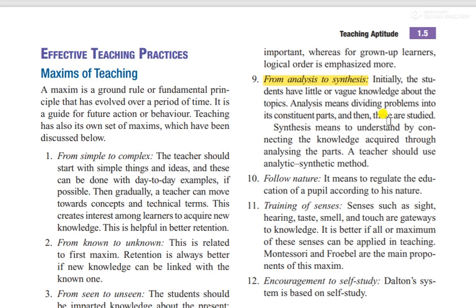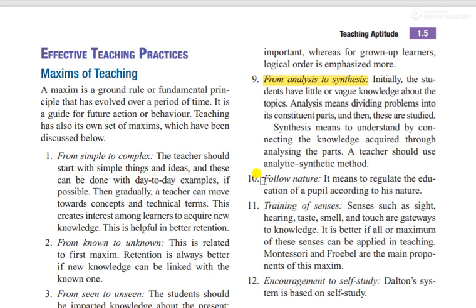And then, when you know about this, the other part is synthesis: you collect and synthesize all the information that you know. Synthesis means to understand by connecting the knowledge acquired through analyzing the parts. After analysis, the students are asked to connect all the ideas they have learned in the various parts. They are motivated to connect all the knowledge they have learned, and this is called synthesis, or analytic synthesis. Teachers should use the analytic synthetic method.